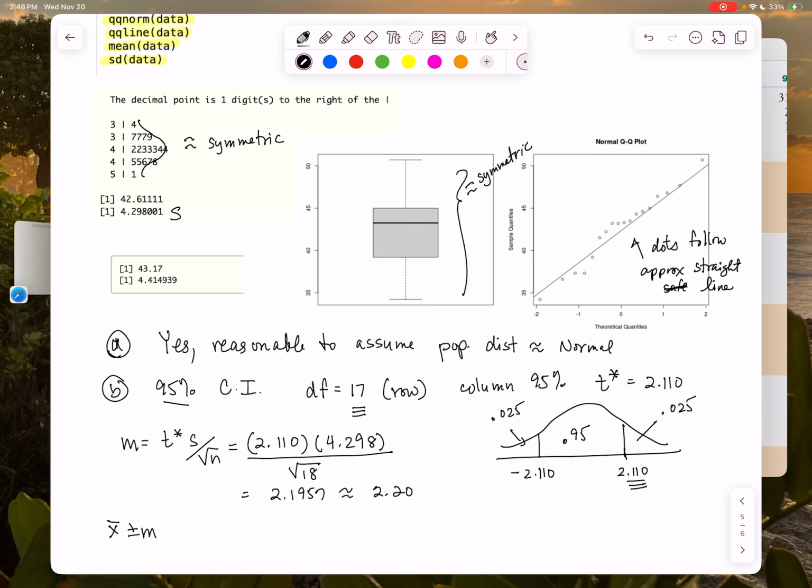Ignore this. Oops, I think I made a boo-boo. I think these are the wrong ones. I had changed this, so my apologies. So this is my X bar. My X bar is 42.61 plus or minus 2.20. And if I put it in interval form, 42.61 minus 2.2 is 40.41, and if I add 2.20, I get 44.81.